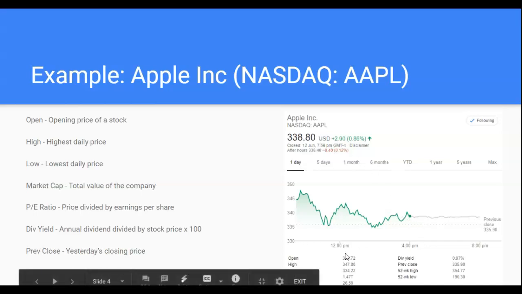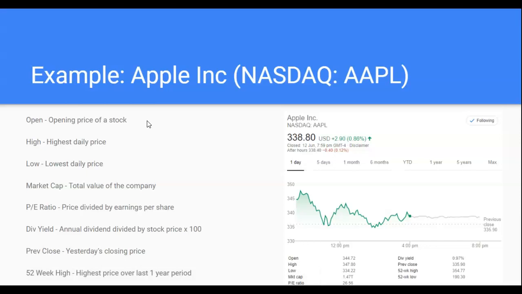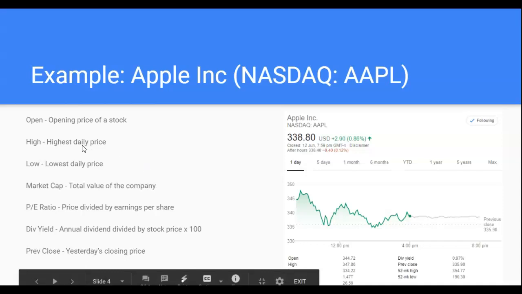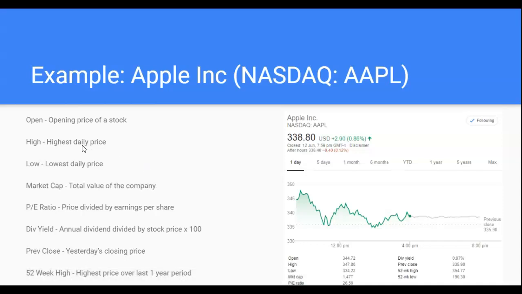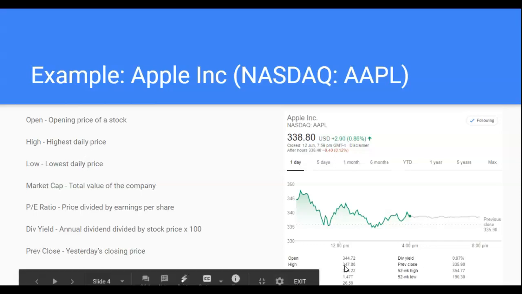So let's talk about some of these stats here. Here is the open. The open is the opening price of the stock. That's how much the stock traded for at 9:30 Eastern Standard Time, which is New York time, right in the morning. Now we have the high. The high is the highest daily price, the most expensive price that the stock traded at in that day. And then we have the low, which is the lowest traded price.